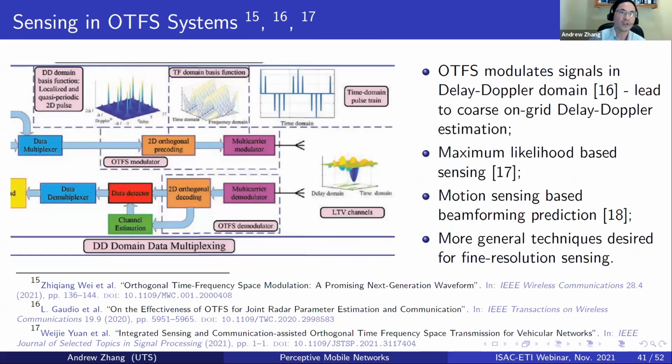I also touch briefly on the OTFS solution. OTFS is a good modulation or signaling scheme for joint communication and sensing systems, because it modulates the signal in the delay Doppler domain, which has a good match with the delay and Doppler parameters that we want to estimate in sensing. But one major issue with OTFS is that its resolution is generally quite limited because they are on-grid systems. They modulate data symbols on grid or quantized delay and Doppler values. So if we estimate these channels directly in the delay Doppler domain, we can only get a very coarse resolution. So the major challenge in OTFS JCAS is how to get fine resolution estimations using the signal structure.